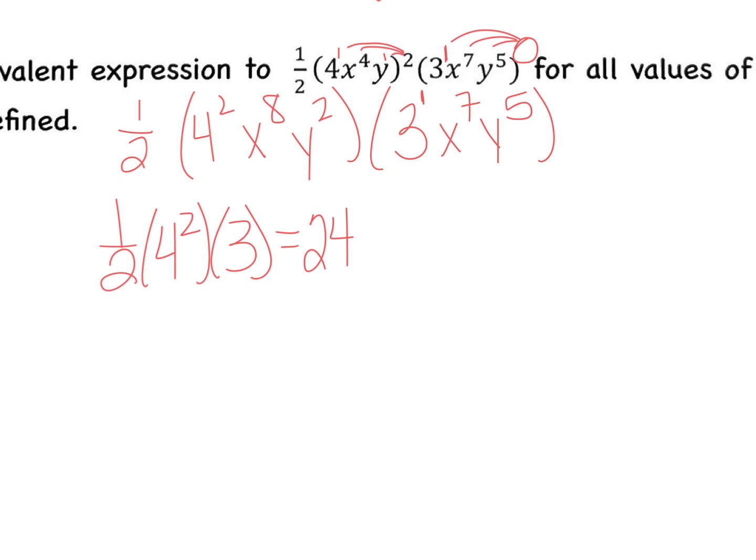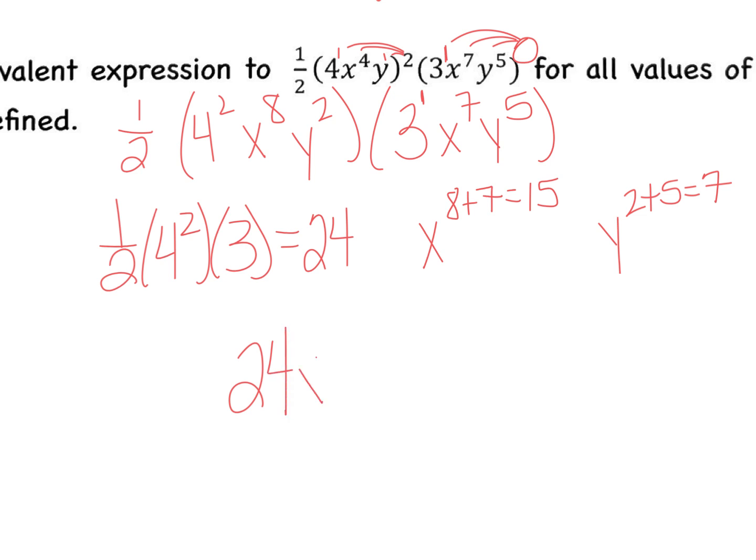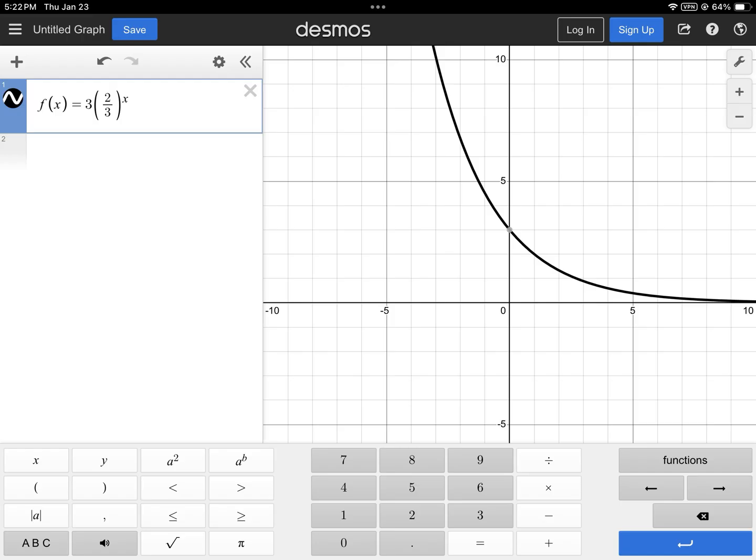Then we're going to combine our variables. So I have x's, I have 8 x's, and then I have 7 more. Remember, if they're in the same line, we're going to add them. And then the same with the y's. 2 plus 5 is 7. These are all positive, so we have no denominator. x to the 15, y to the 7. Here is what it looks like.